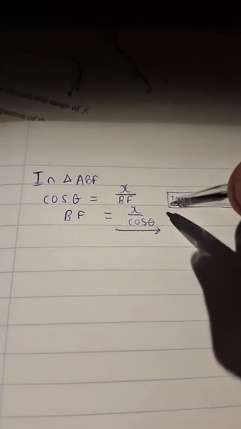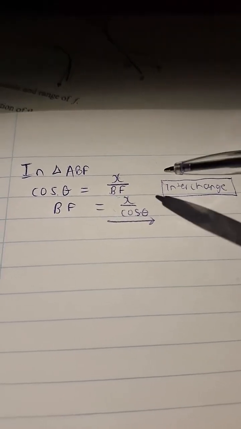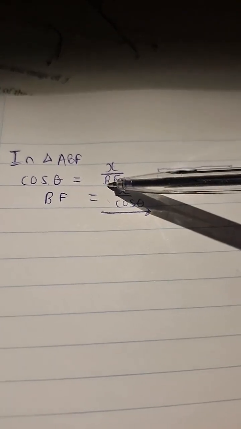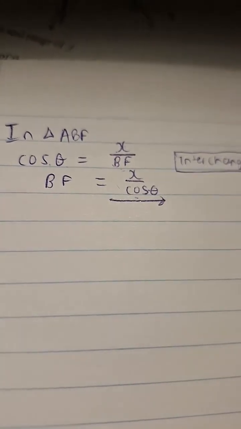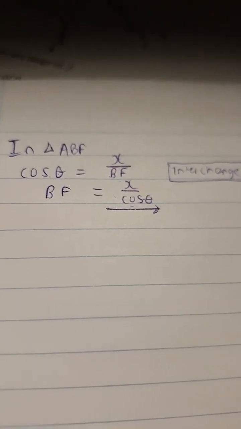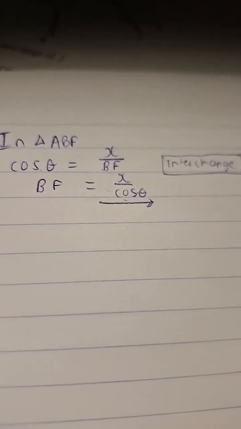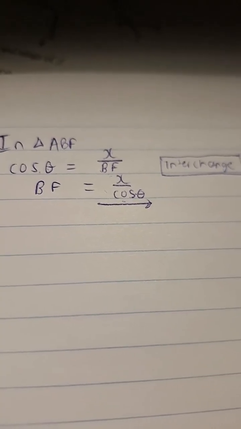Interchange. I call this interchange. You want to make BF the subject, it's in the denominator, in the other side for a fraction. It's in the denominator. This cos is on the other side, it is in the numerator. So you can interchange. Cos replaces BF, BF replaces cos. BF is equal to x over cos theta. And that's it. That is the length of BF in terms of cos, x, and theta.